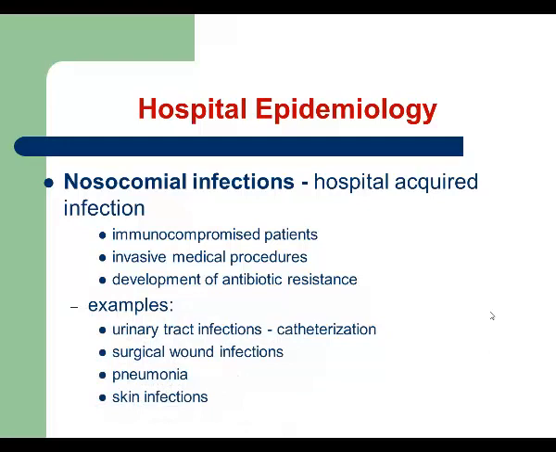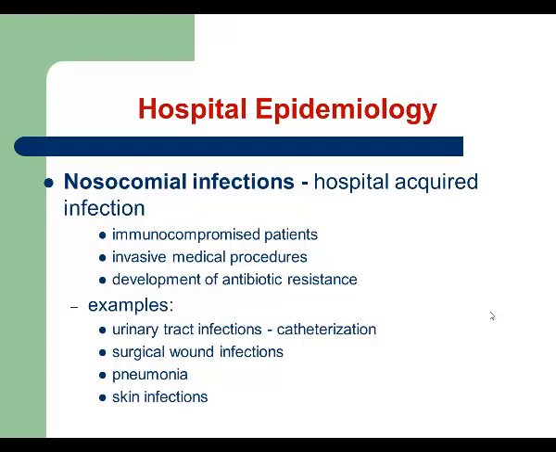All right, one more term you have to remember from this lecture is nosocomial infections. Nosocomial infections are hospital-acquired infections. What group of patients will usually be affected by nosocomial infections? Of course, number one is immunocompromised patients. Then the second group is patients who go through invasive medical procedures, for example, surgeries. And the last group is patients who are treated with broad-spectrum antibiotics.